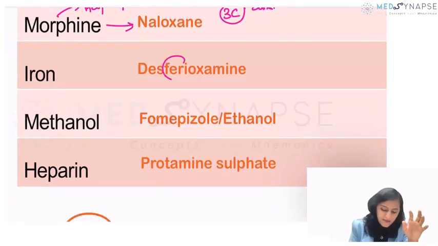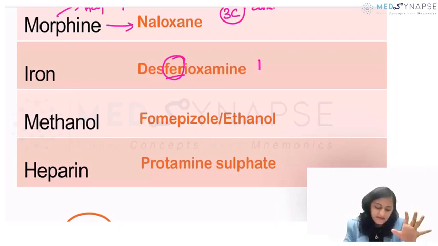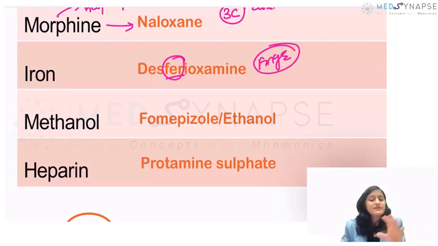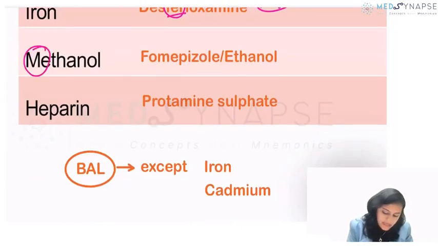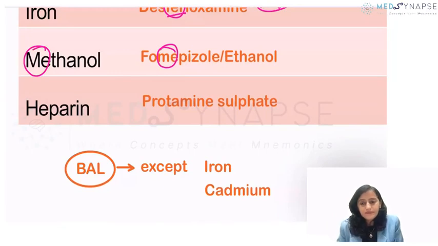For iron, remember all the FER drugs are for iron: desferrioxamine, deferiprone, deferasirox. All this is for iron. Wherever you see the FER, this is a very, very favorite for the FMG exam. For methanol, remember, it is fomepizole. Methanol is fomepizole.